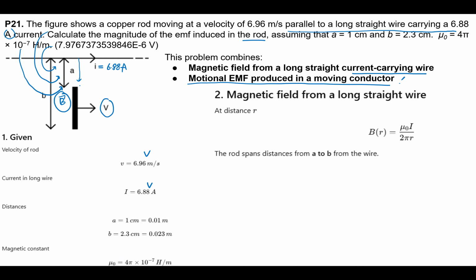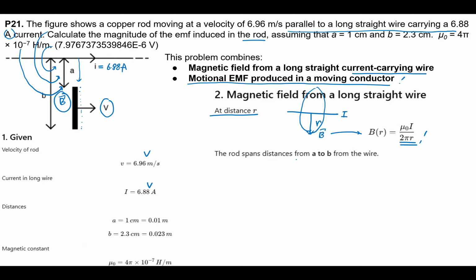The first thing is that we need to find out the magnetic field across this rod, so that at a distance r from the current I, B(r) is given by mu 0 I over 2 pi r, right? We can use Ampere's law to calculate this one.